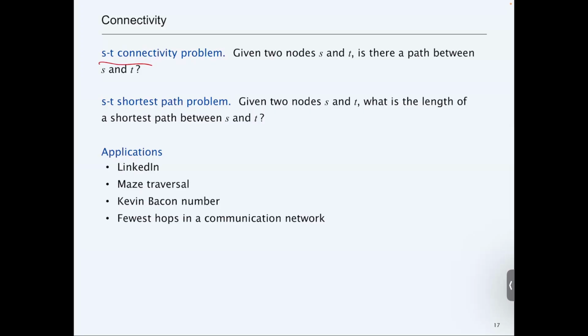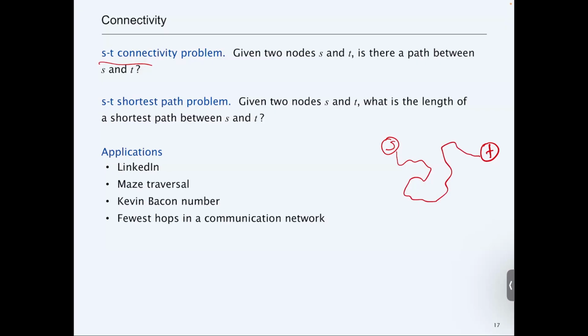Okay, so the first problem that we're going to talk about here is what we call the ST connectivity problem. With the ST connectivity problem, we're given two nodes in a graph, a node S and a node T, and I want to know, does there exist any path through this graph to get to T?